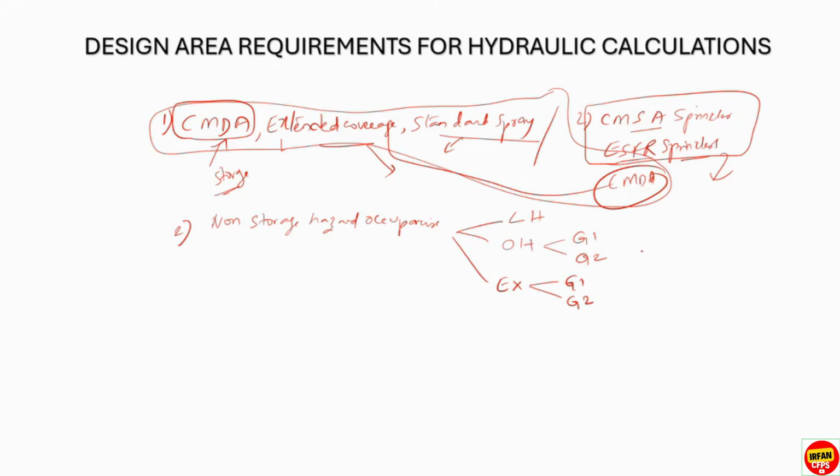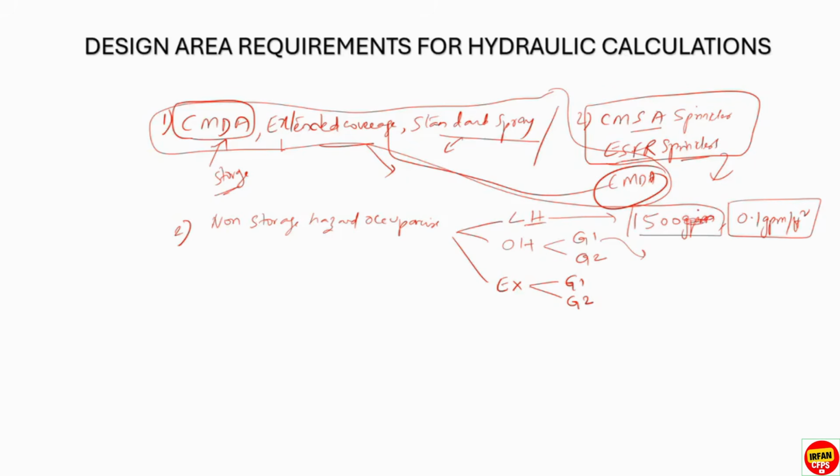So the design area requirement is based on the density area curve. So the design area requirement will be 1500 square feet and the density for light hazard is 0.1 GPM per square feet. This is the standard design area to be considered. Sorry, the design area and design density to be considered for light hazard occupancy.